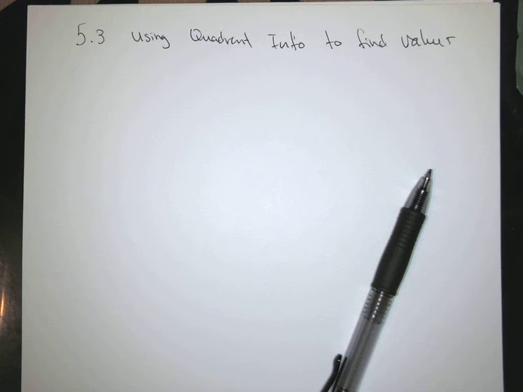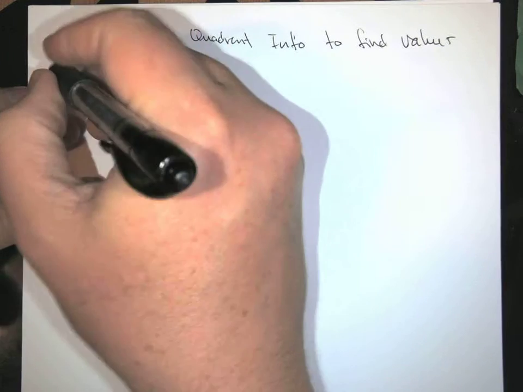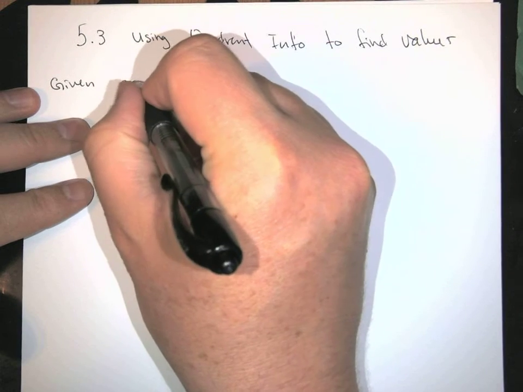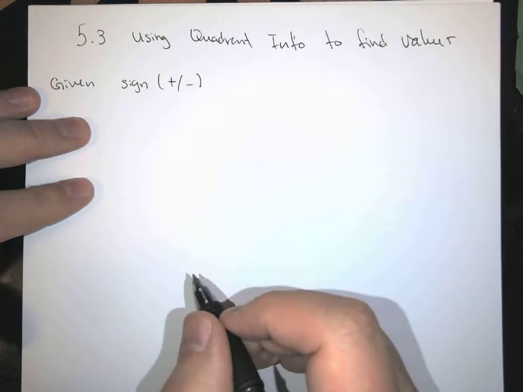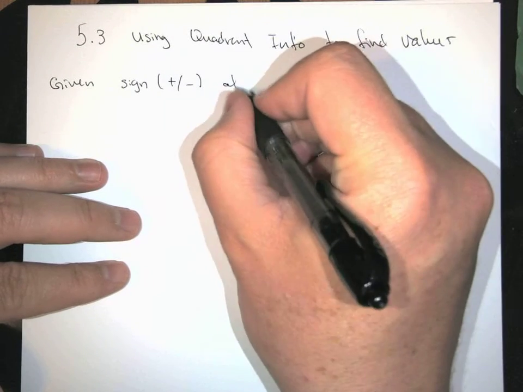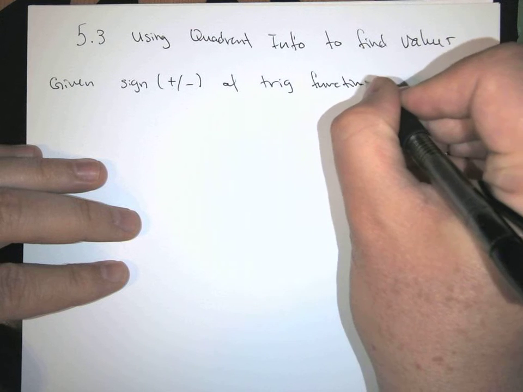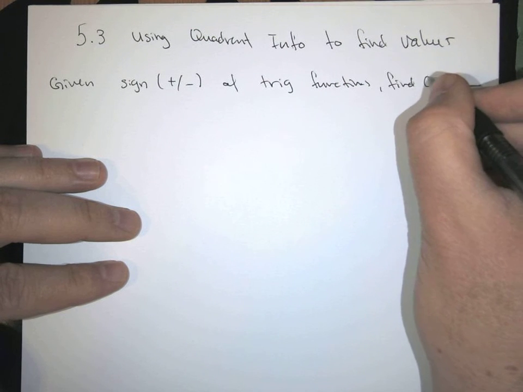The next question we need to ask ourselves, once we've figured out each quadrant, is whether each trig function is positive or negative. Once we've done that, we need to see if we can use that information to help ourselves out. So one of the things we'll do first is, given the sign, positive or negative, of trig functions, figure out which quadrant we're in.